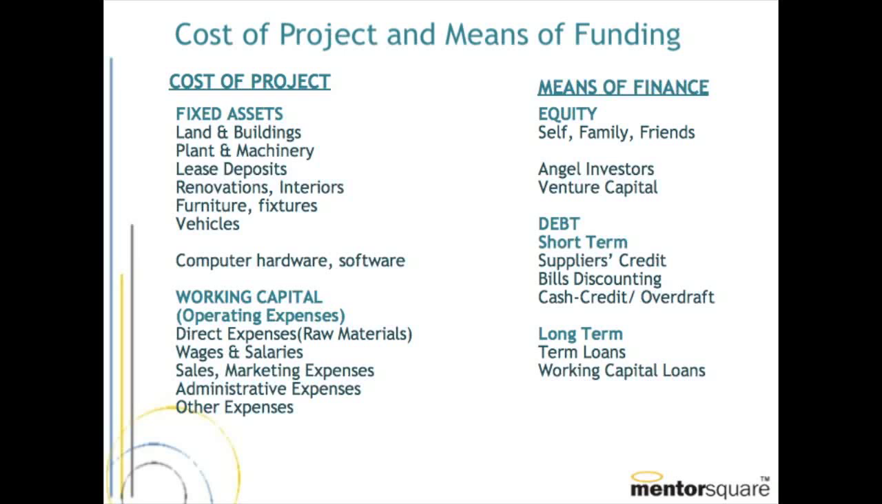So typically this is what you need the money for: the cost of the project, which is assets and working capital. And where do you get it from? Like we discussed earlier, for the early stage, it is self, family, and friends. Then comes the stage of angel and venture capital. And as you mature, as you are in growth stage, as you have turned profits, you are also eligible for short-term and long-term debt from institutions.